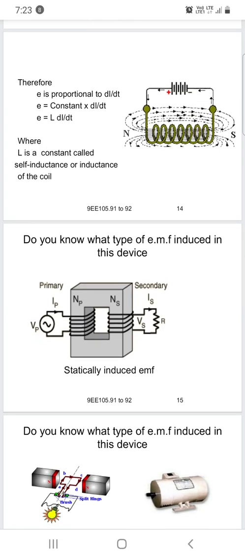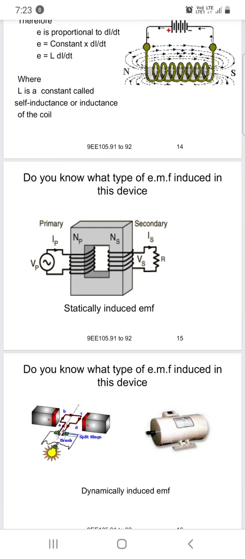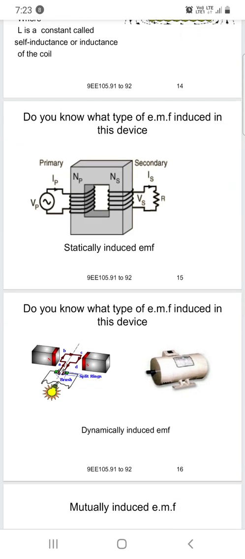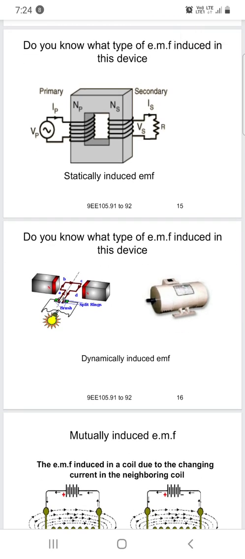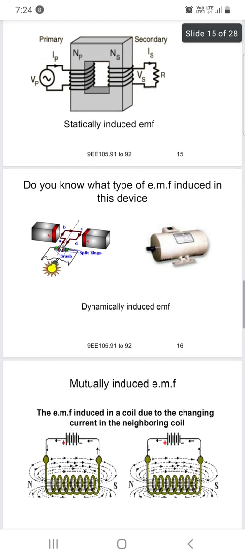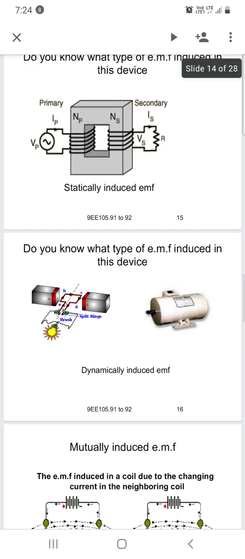Do you know the types of induced EMF in this device? This is the primary winding, this is the secondary. The winding to which the source is connected is called the primary. The winding which is connected with the load is called the secondary. So this is called the statically induced EMF.